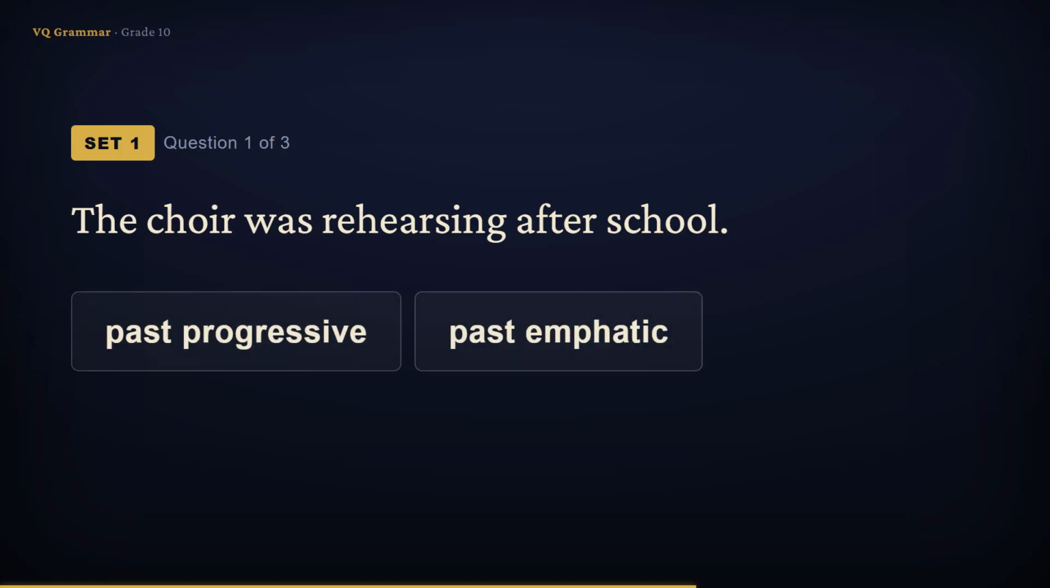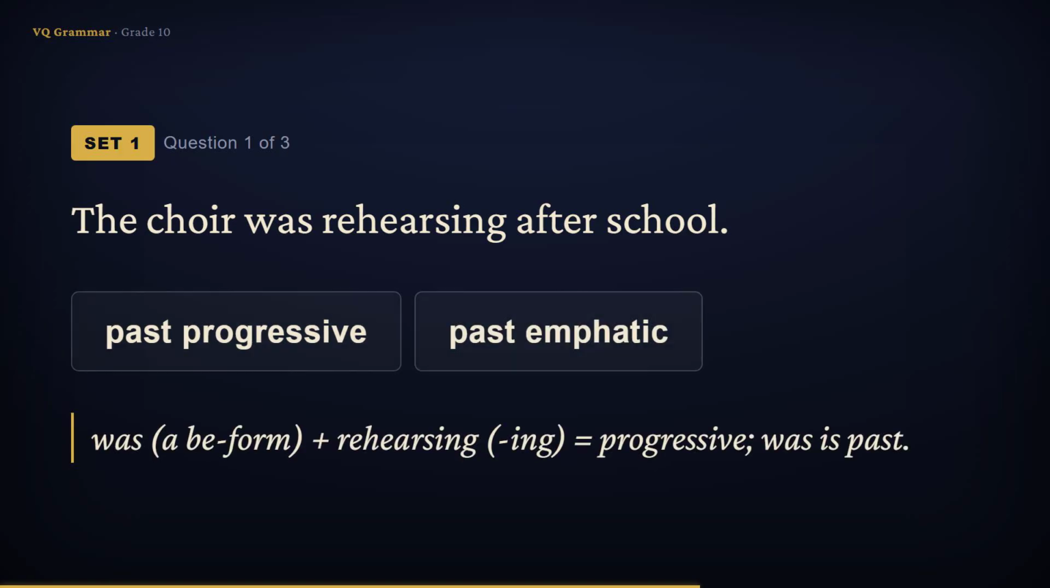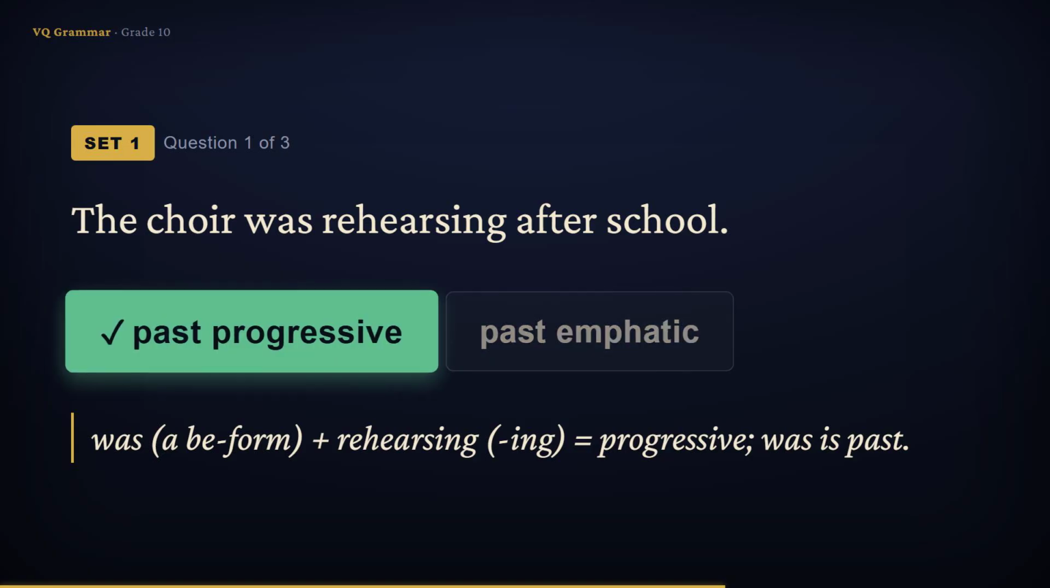The choir was rehearsing after school. Find the verb phrase, was rehearsing. There's a form of be, was, and there's an ing word, rehearsing. So this is progressive, and because the helping verb was is in the past, the form is the past progressive.